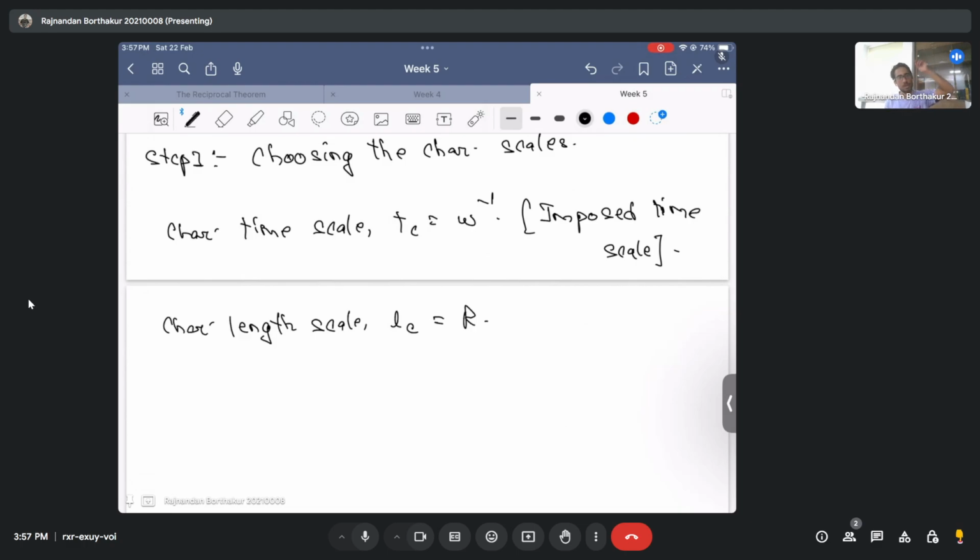So the physics of the problem is captured if we choose the length scale to be the radius of the pipe. That is the essence of why we choose the length scale to be equal to r. Okay. So LC is r, which is nothing but the pipe radius.